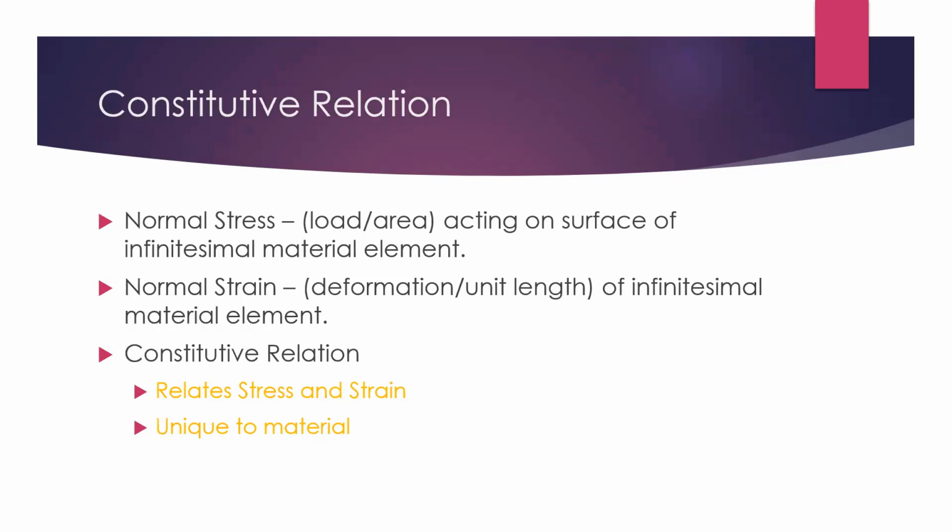that it experiences. So we can look at this in terms of normal or shear, but we're going to start our discussion with normal. So we're talking about normal stress, and we're talking about normal strain. And then this constitutive relationship relates those two together, and it's going to be unique to the material. So steel will have a different relationship than concrete, which will have a different relationship than, say, timber, which is different than polycarbonate. Right? Every material will have a different relationship.